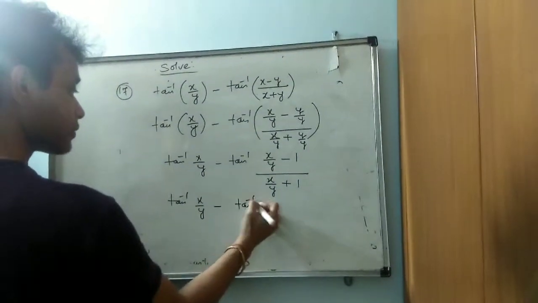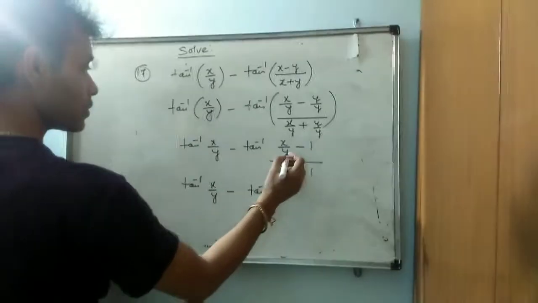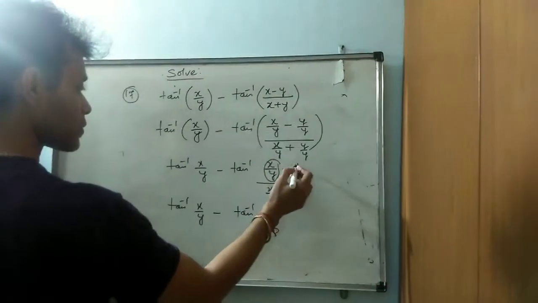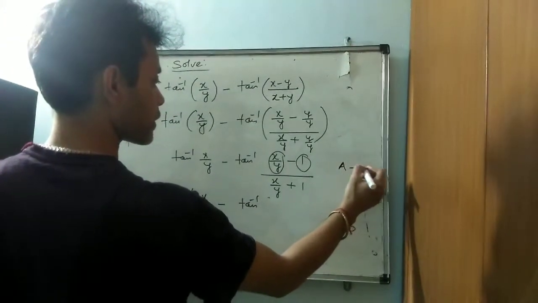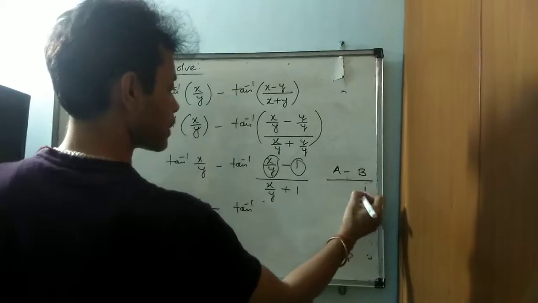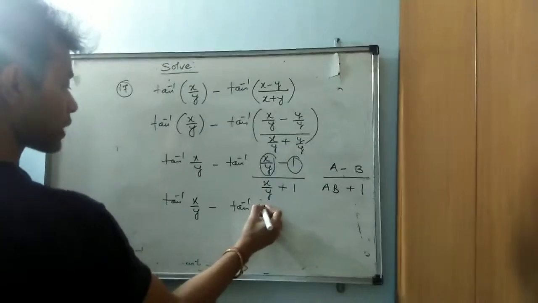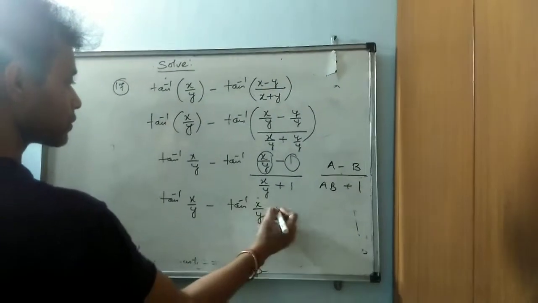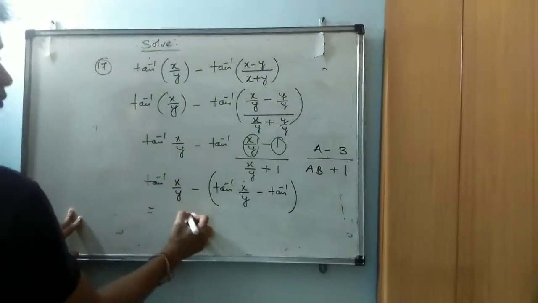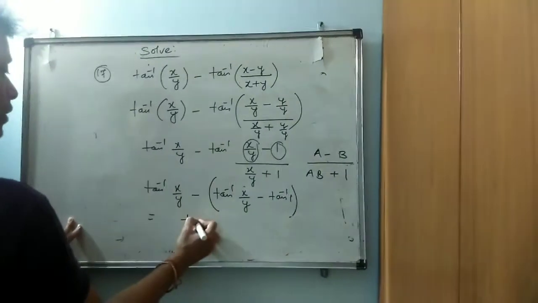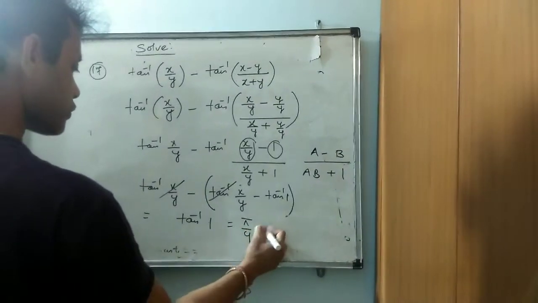This can be written as tan inverse (a minus b upon 1 plus a into b), where this one is playing the role of a, and this one is playing the role of b. So we can say this one will be equal to tan inverse x upon y minus tan inverse 1 inside the bracket. When you open it, you will get tan inverse 1 because these two get cancelled, and that is equal to pi by 4. That is the right solution.